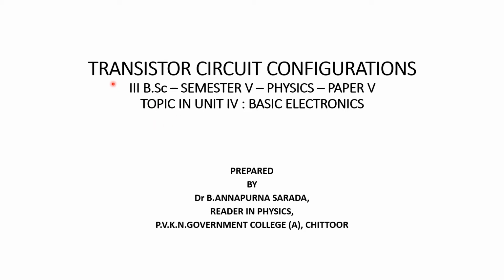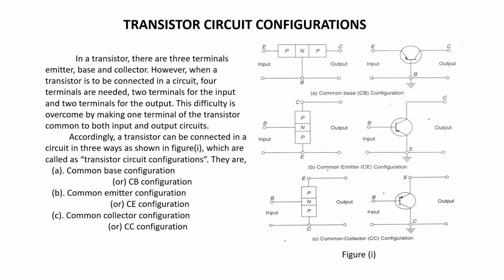In this lecture, I am going to explain about transistor circuit configurations. A transistor is an electronic device which has three terminals: emitter, base and collector. In order to connect a transistor in a circuit, we need four terminals: two terminals for input and two terminals for output. That is a difficulty in connecting a transistor in the circuit, and this difficulty is overcome by making one terminal of the transistor common to both input and output circuits.